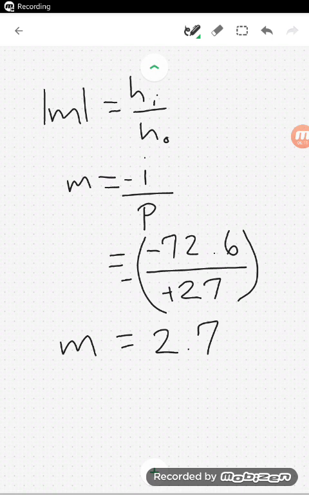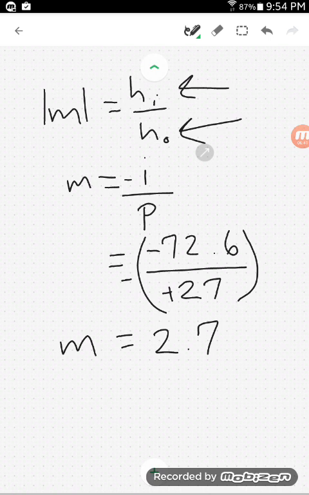Now this magnification value is useful, say, if we had either this image height or object height. We could use it, like if we had the object height, we could multiply it by the magnification to find the image height and vice versa. So, because we don't have that, we won't worry about it.